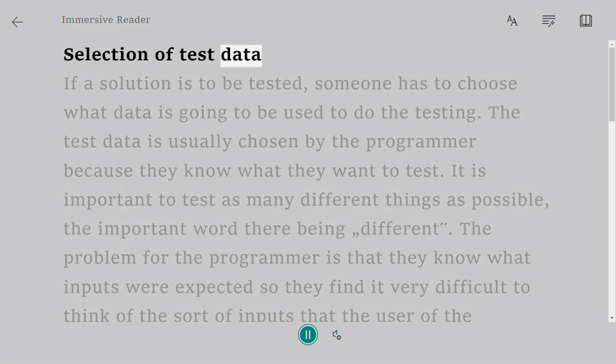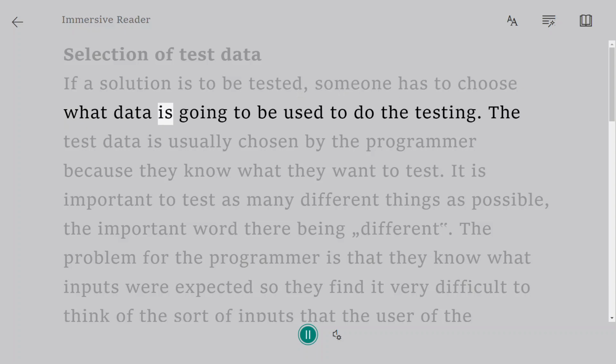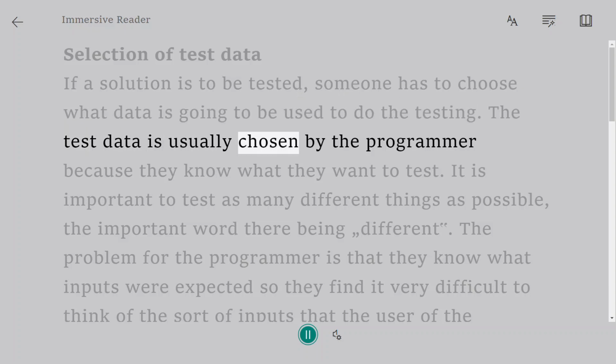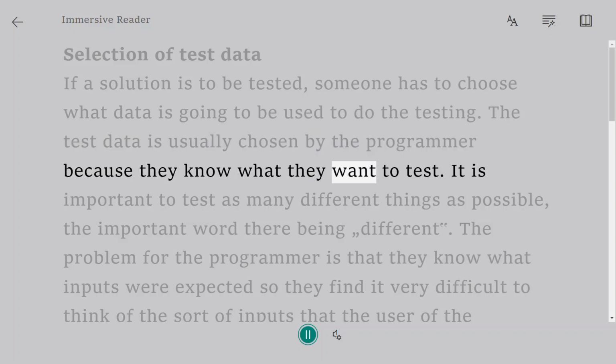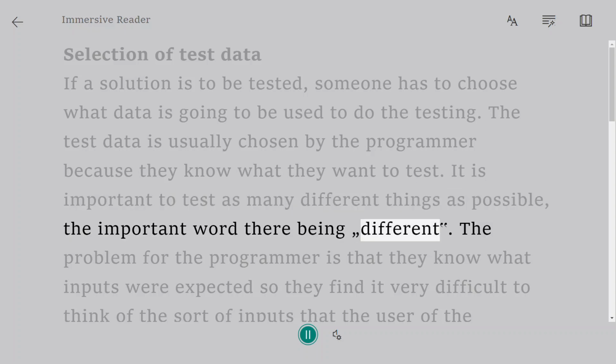Selection of test data. If a solution is to be tested, someone has to choose what data is going to be used to do the testing. The test data is usually chosen by the programmer because they know what they want to test. It is important to test as many different things as possible, the important word there being different.